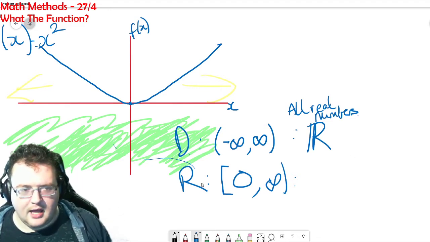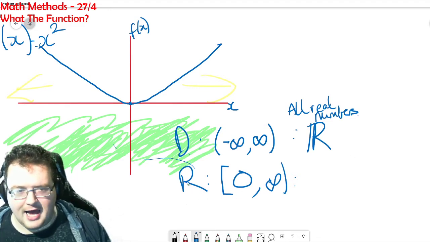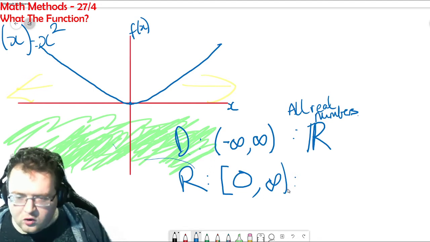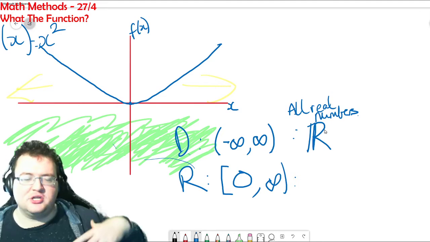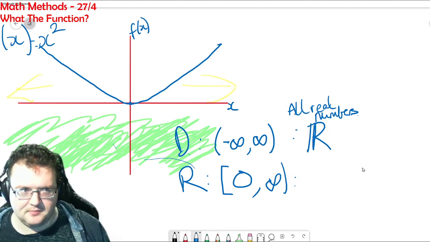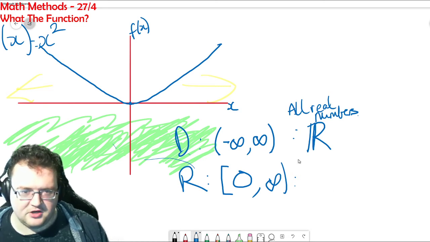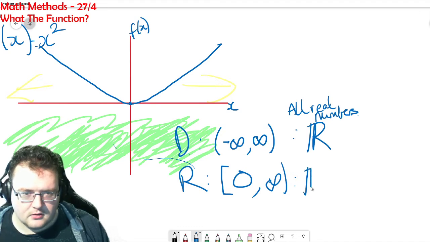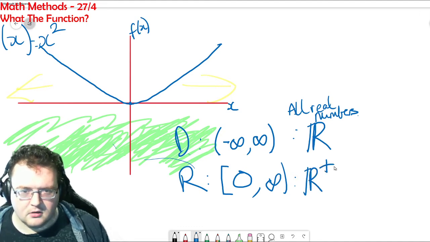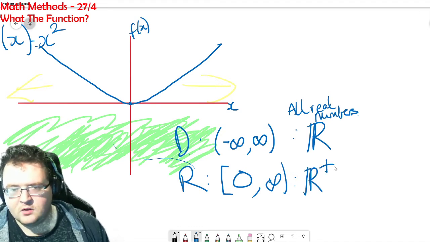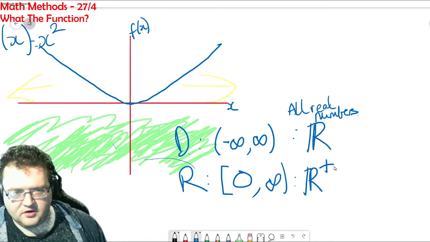And how would you describe this one down here, though? Is it all real numbers, or is it only a certain set of all real numbers? Yeah, so it's all positive real numbers. So what we can do is we can represent that like that. All positive real numbers.